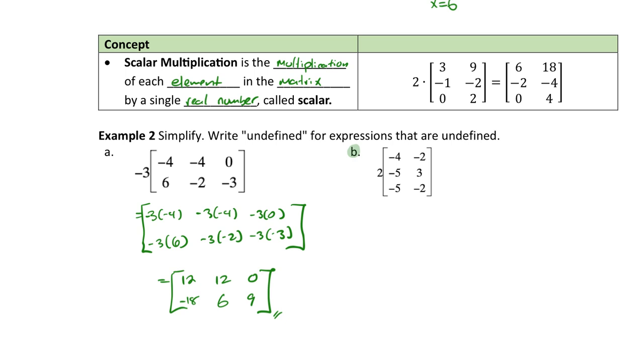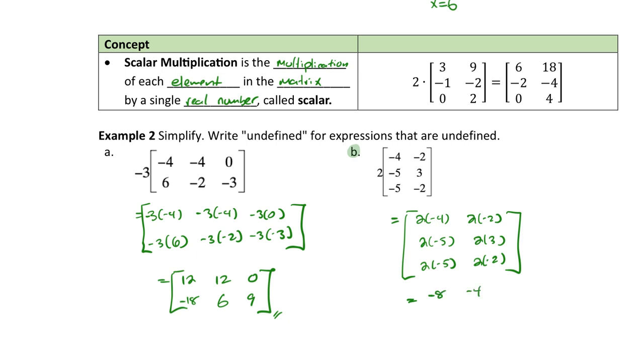Okay, so the next one, again, we're multiplying the 2 times everything. So 2 times negative 4, 2 times negative 2, 2 times negative 5, 2 times 3, 2 times negative 5, and then 2 times negative 2. And that's going to give me negative 8, negative 4, negative 10, 6, negative 10, and negative 4.